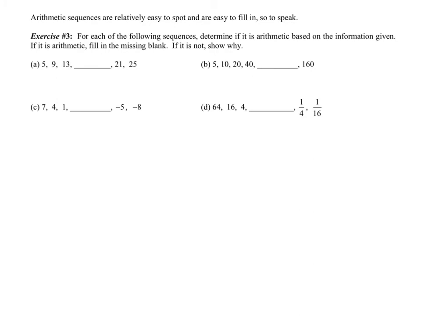Exercise number 3. Arithmetic sequences are relatively easy to spot and are easy to fill in, so to speak. So for each of the following sequences, determine if it's arithmetic based on the information given. If it is arithmetic, fill in the missing blank. If it is not, show why. So the first pattern here I see going on from 5 to 9 and 9 to 13 is going to be plus 4. So because it's adding, that is definitely going to be arithmetic. And my missing blank is going to be 17.